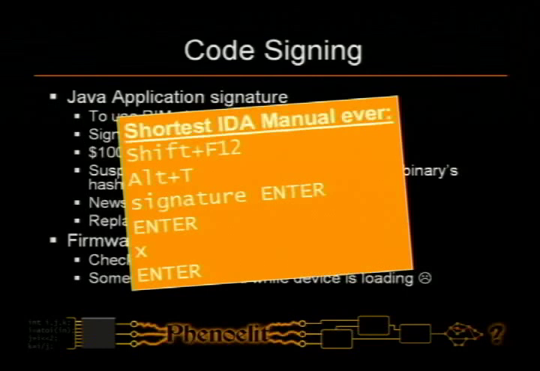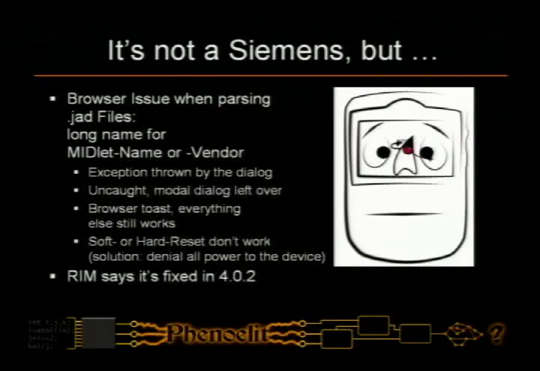Unfortunately, the device itself is going to check the signature again. So after finding that out, we had a device sitting there just blinking red and not doing anything anymore. We found vulnerabilities in the JAD parsing. It's not a bad thing, but it's funny, because I think it's 3 years ago I talked about embedded systems and I mentioned a Siemens phone that would crash if you accessed a JAD file with a long MIDlet name or vendor name. And it turns out the same happened for the BlackBerry browser. I just found this really funny.